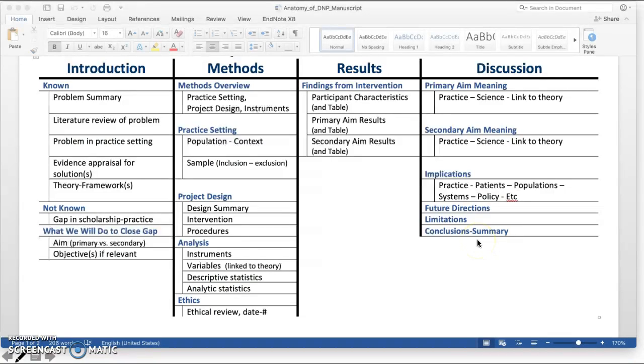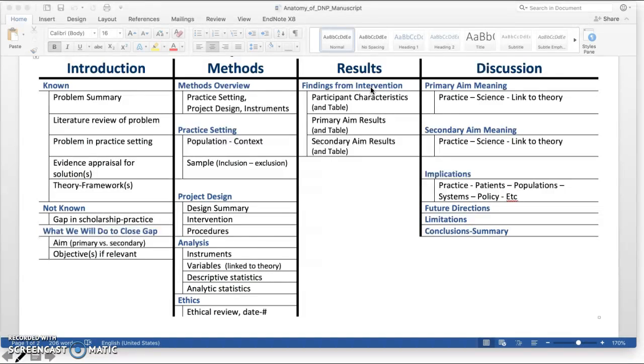So if you think about this story like the Three Little Pigs, and you give your readership a clear picture of what is known, what's not known, what you did to close that gap, and then what methods were used, how you designed the project, where it was conducted, how you analyzed your data, and what specific findings you had, that gives you an architecture to guide your DNP project.